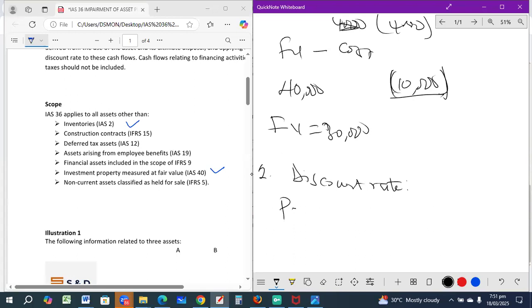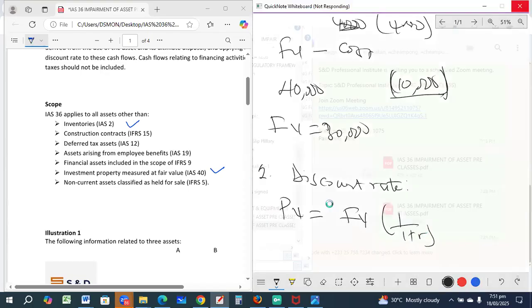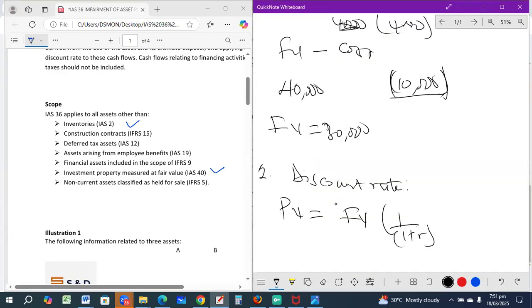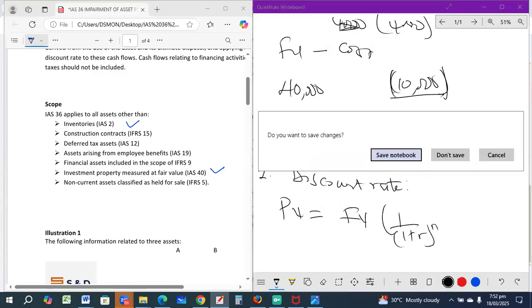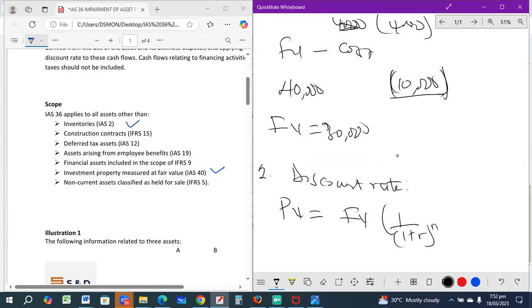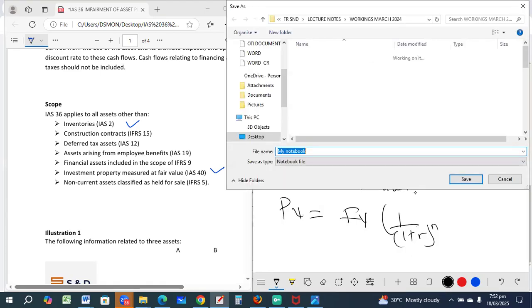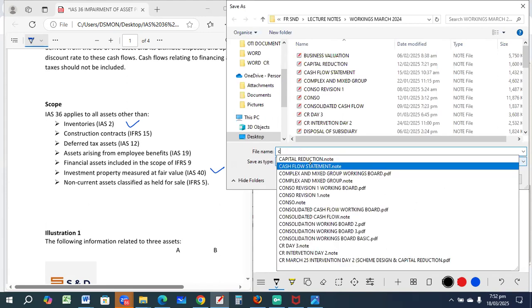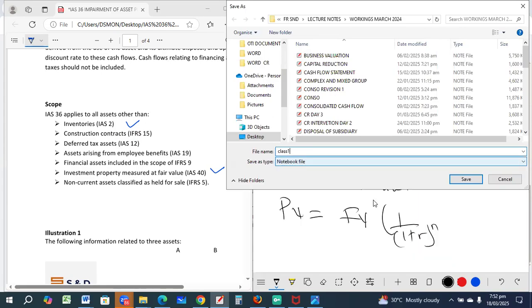Present value is equal to future value multiplied by 1 over 1 plus r, raised to the power n.